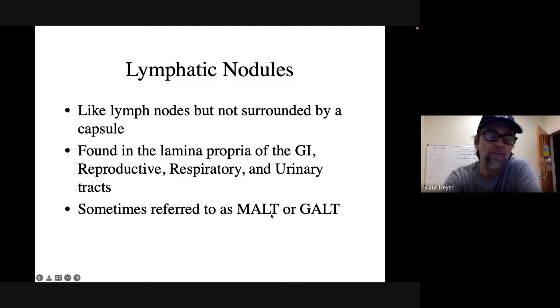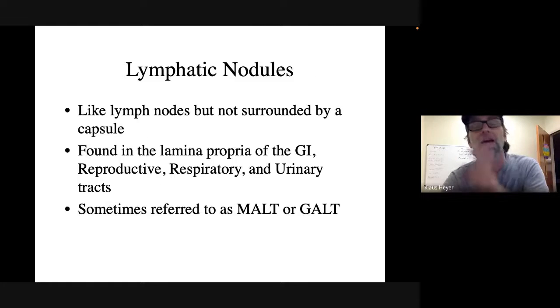You don't need to know this for the test, but they're sometimes called MALT or BALT, mucosa associated lymphatic tissue. Mucosa is another name for the lining. What's the lining of my esophagus? It's epithelial tissue, and underneath that is lamina propria. But I could take the whole thing and call it mucosa, like mucus. All right, I think I'm jumping way ahead here. Let's stop here.